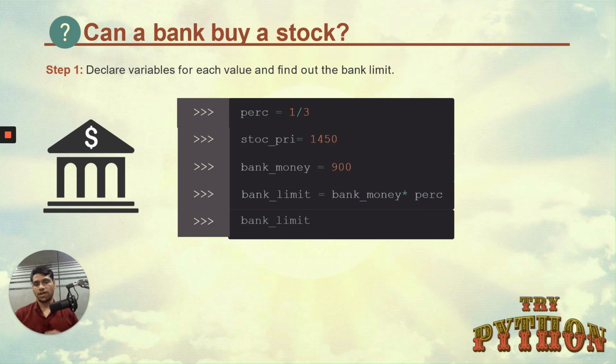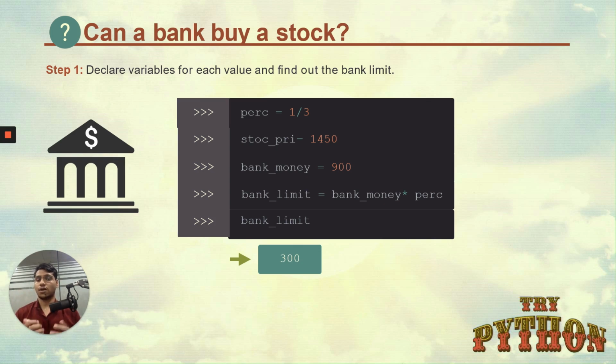So remember this: whenever you're naming a variable, you have to keep in mind that when you read your variable again, you should understand what it represents. And if someone else also reads your code, they should also understand what you have written. So this is one thing that you have to keep in your mind. Then I have made a variable called bank money, which is equal to 900. Then I have made a variable bank limit, which is bank money into percentage. If you multiply both, that is 900 into 1 by 3, you're going to get 300 as a value.